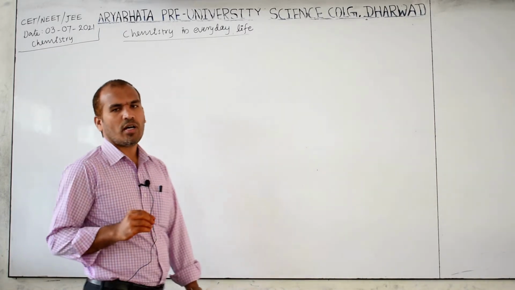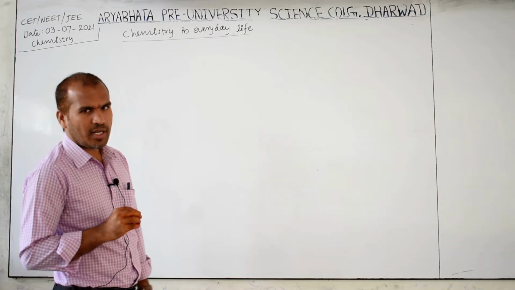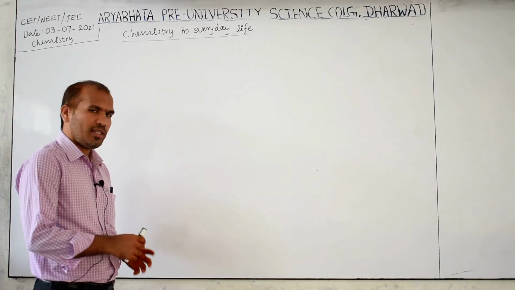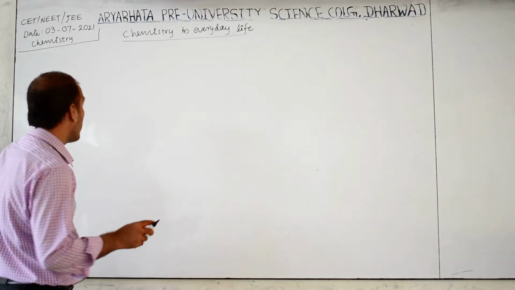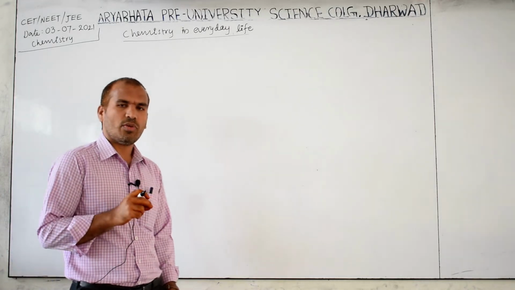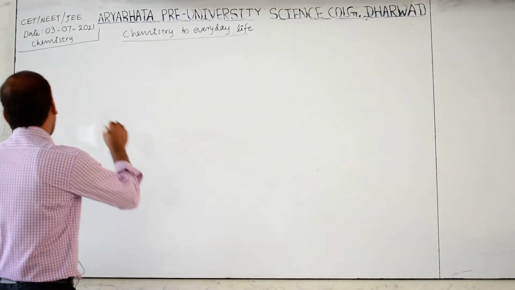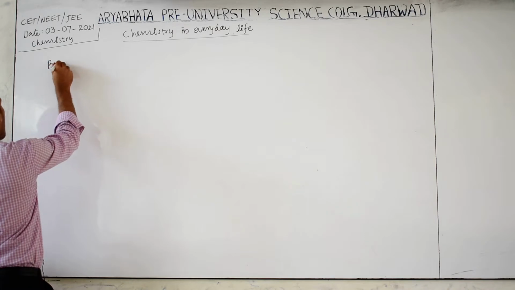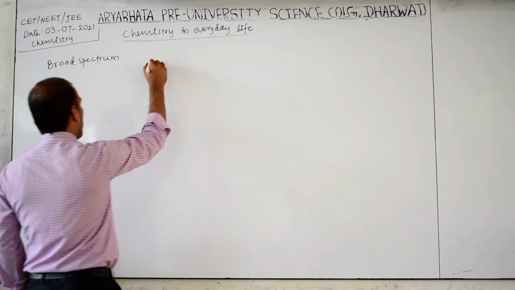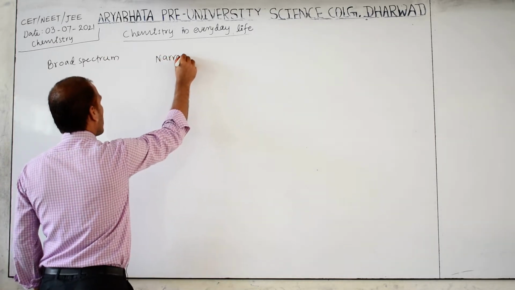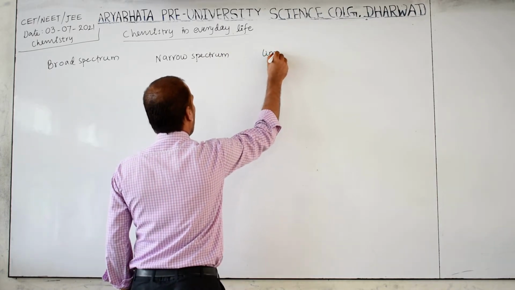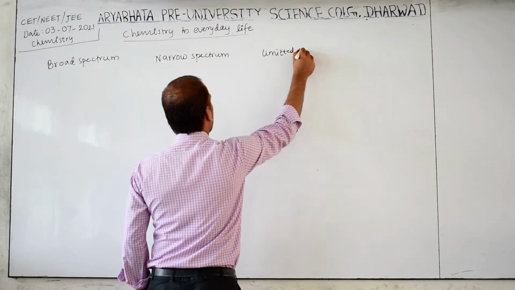These antibiotics are of two types: one is bactericidal, another is bacteriostatic. I have given an example of that also. Next, antibiotics are classified based on how they prevent, meaning kill or destroy, the microorganism. One is broad spectrum, another is narrow spectrum, and the next is limited spectrum.